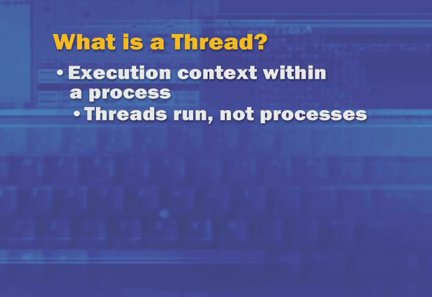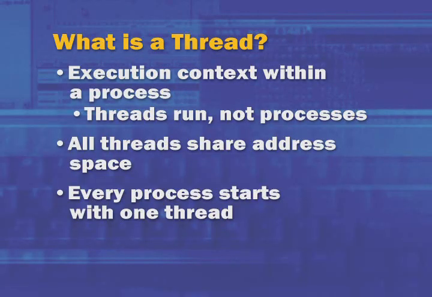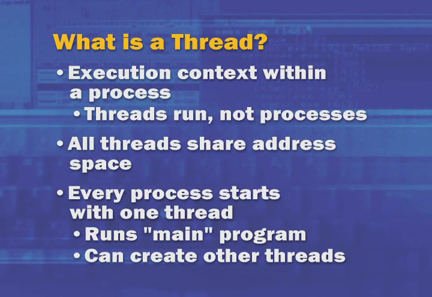And as Dave mentioned, a thread shares everything about the process. It shares the address space, it shares the handle table. So any thread in the process can execute any of the code, access any of the data in the process, or access any of the open resources that the process has open. Every process starts with one thread to execute the main part of the program that the process is hosting. But processes can create other threads as well.